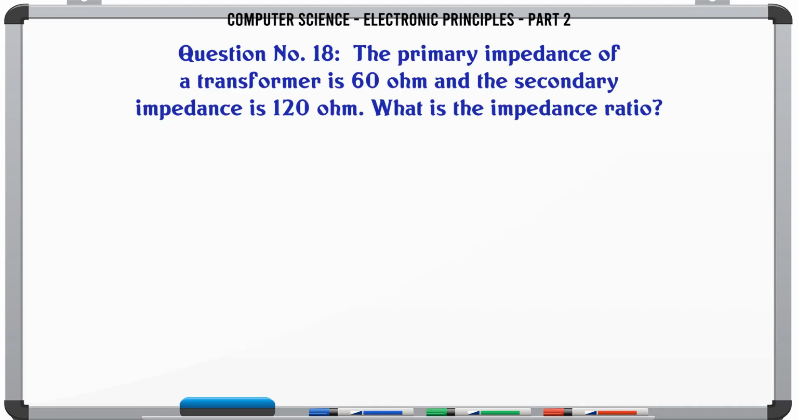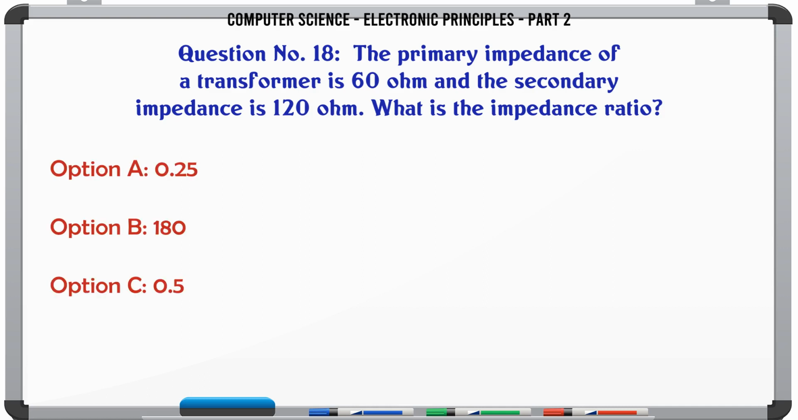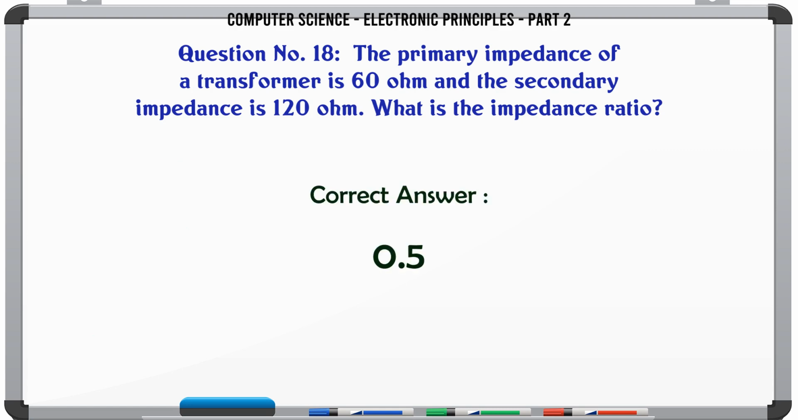The primary impedance of a transformer is 60 ohm and the secondary impedance is 120 ohm. What is the impedance ratio? A. 0.25, B. 180, C. 0.5, D. 4. The correct answer is 0.5.